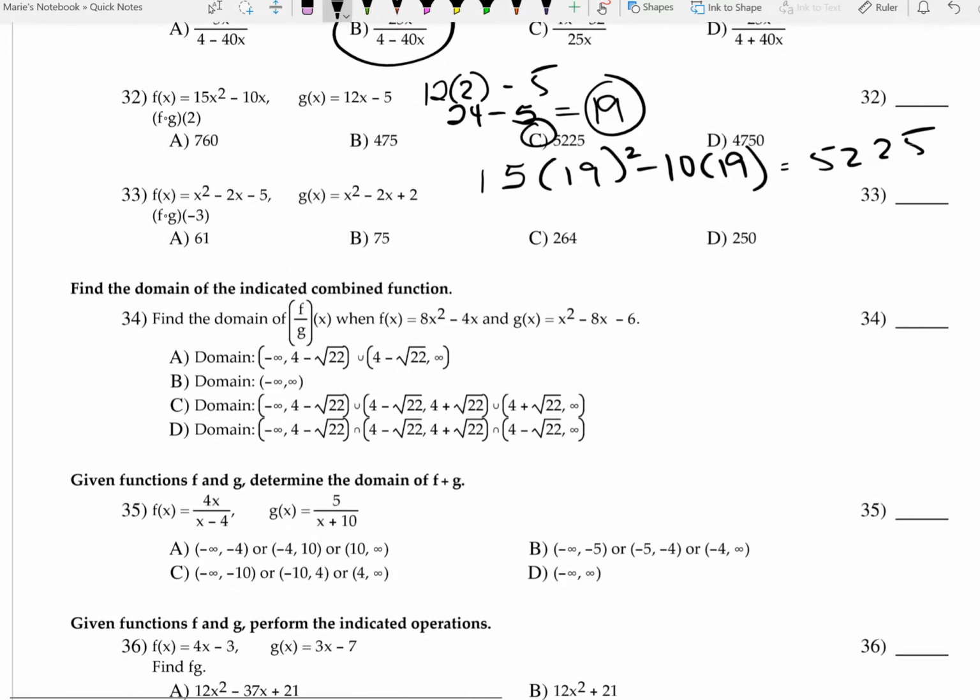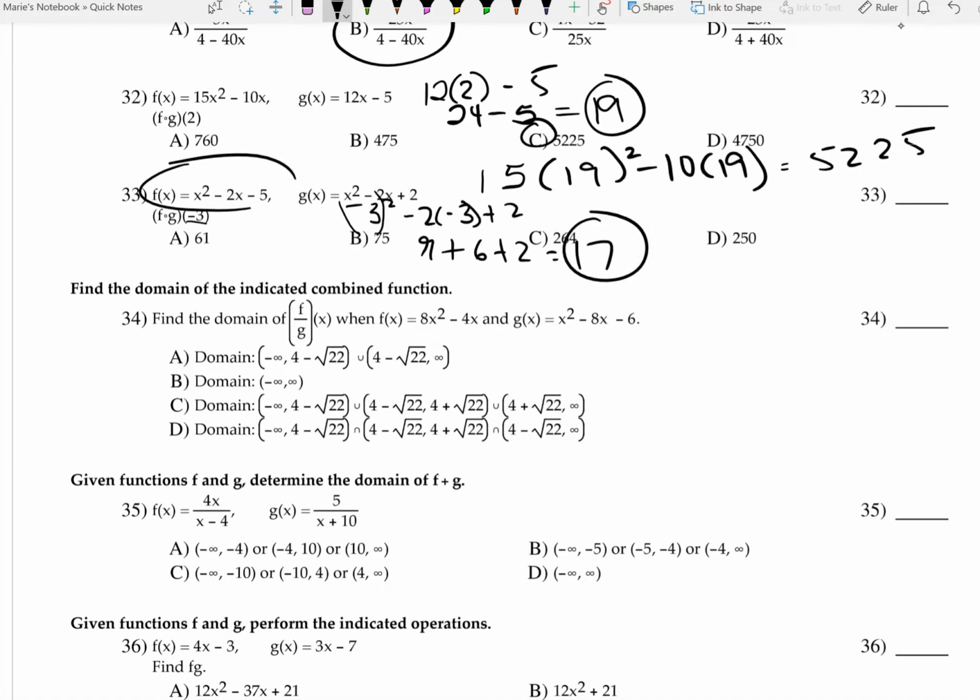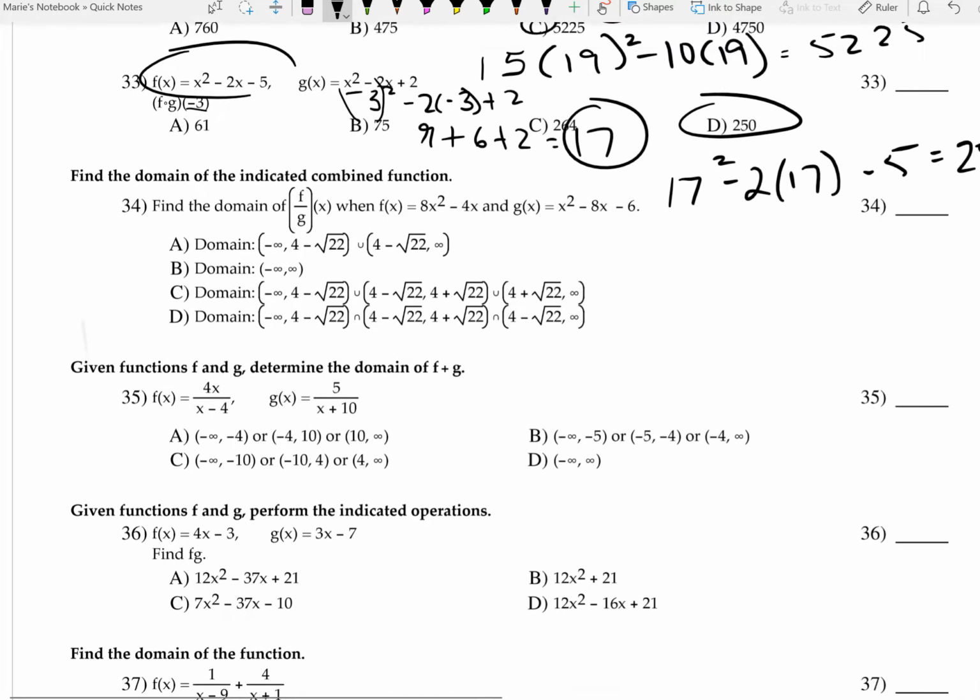Same thing for 33, substitute in negative 3 into g of x first, and you'll end up with negative 3 squared minus 2 times negative 3 plus 2. So this will give you 9 plus 6 plus 2, 17. Throw the 17 into this equation, and so now you have 17 squared minus 2 times 17 minus 5, which will result in 250. Answer choice D for that.